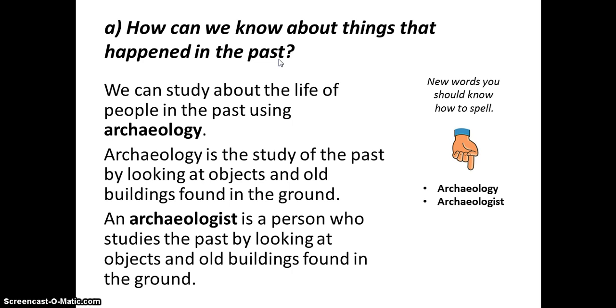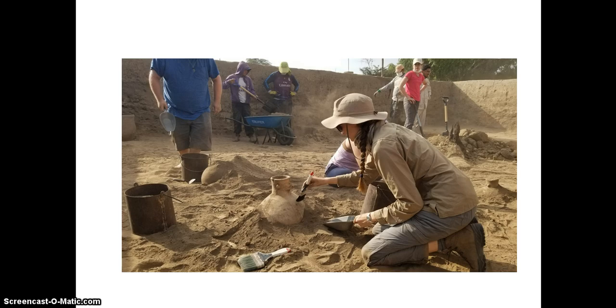So archaeology is the study of the past by looking at objects and old buildings found in the ground. Now, a person who studies the past by looking at objects and old buildings found in the ground is called an archaeologist. So please do yourself a favor, try to practice these two words, archaeology and archaeologist. You need to know how to spell them. Now you can see a beautiful picture here. You can see a team of people who are digging up things, and well, here they've discovered a pot which was buried in the ground, and by doing this they're going to know something about the past.